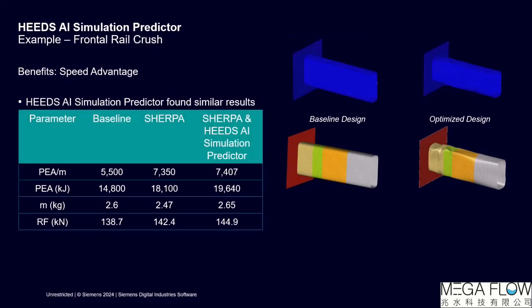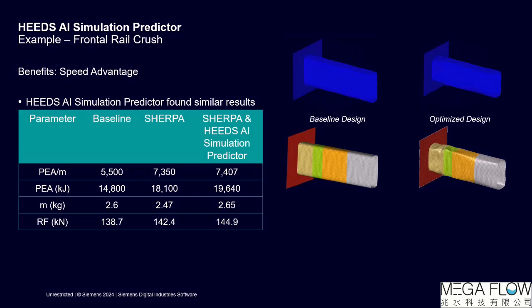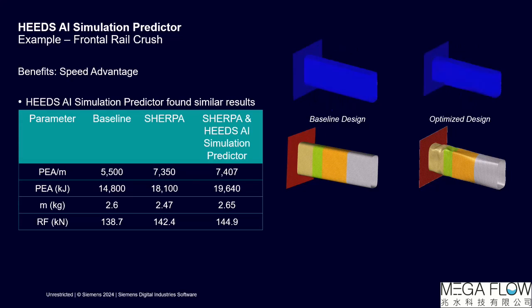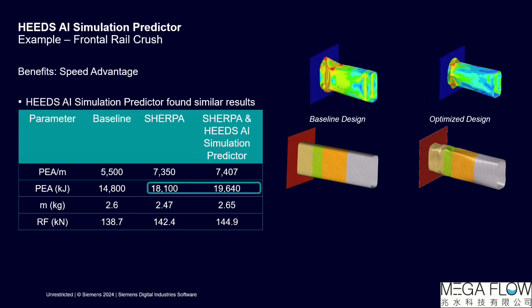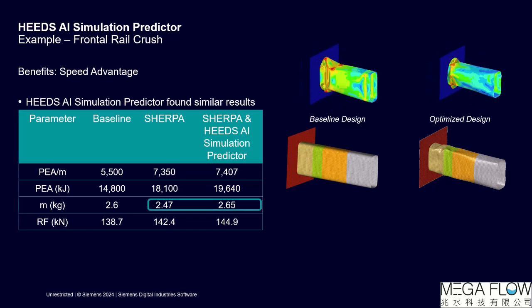For this problem, we found a solution with HEEDS AI Simulation Predictor, which was better than that found with Sherpa alone. Both solutions were considerably better than the baseline design in terms of energy absorption. The best design found with HEEDS AI Simulation Predictor was considerably superior to that found with Sherpa alone in terms of energy absorption, but was heavier in the end.